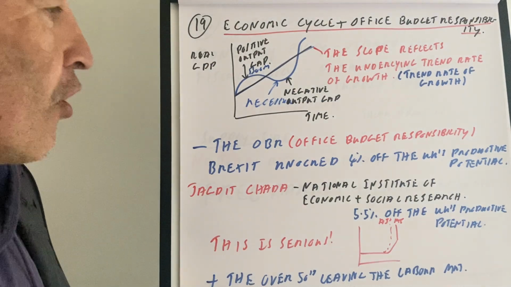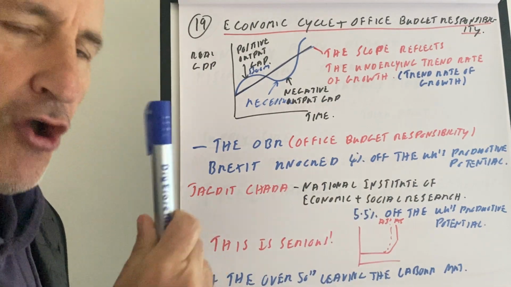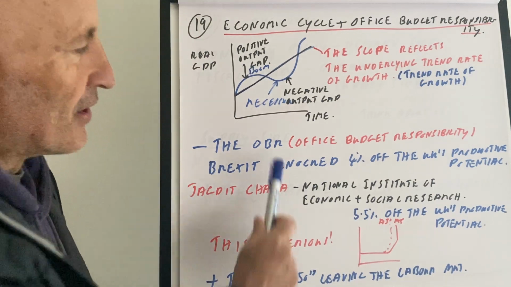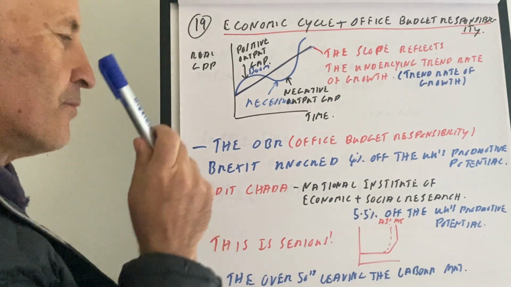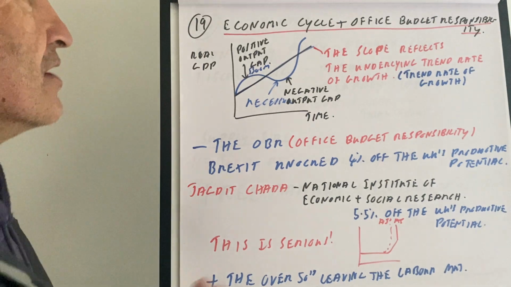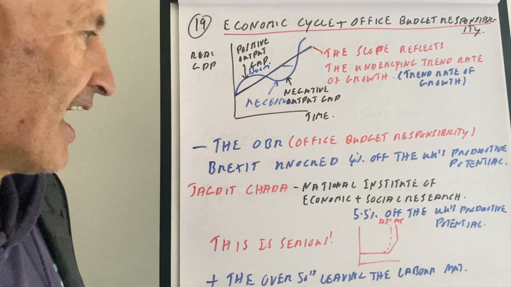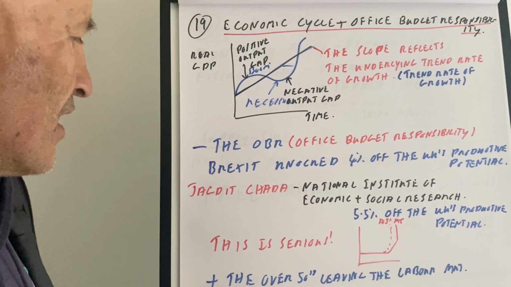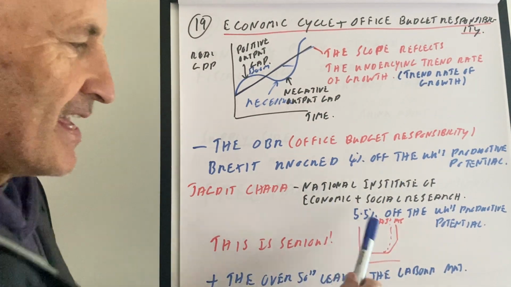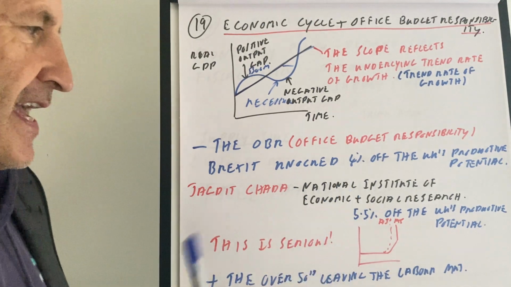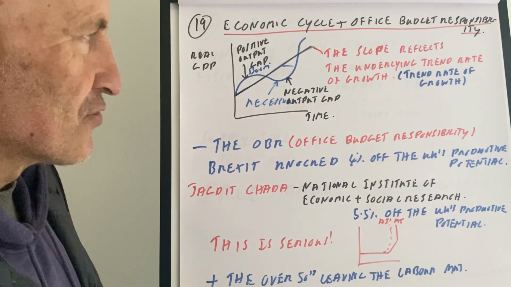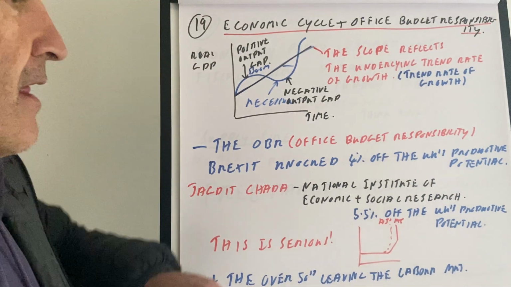We also have a thing called the Office for Budget Responsibility. The Office for Budget Responsibility looks at the state of the national finances. Now, an interesting report came out. They believed that because of Brexit, this knocked 4% off the UK's productive potential. So in a sense, it would have decreased this here. It would have shifted the AS curve inwards. Jagdeep Chaudhry from the National Institute of Economic and Social Research believes it's taken 5.5% off the AS curve. So this is serious stuff. And it's also been caused by the over 50s leaving the labour market.